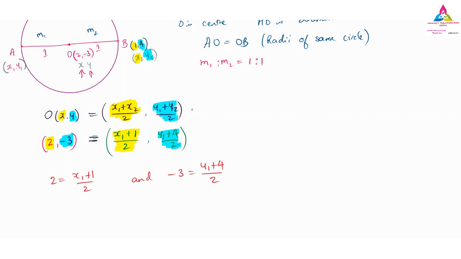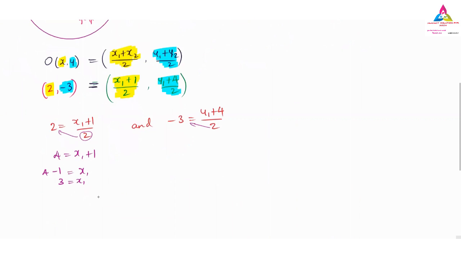What is next? You bring this 2 onto the left hand side. 2 times 2 is 4, that equals x1 plus 1. So the x1 value will become 4, and the 1 shifted to the other side becomes minus 1. So 4 minus 1 is 3, that is your x1 value. So here the x1 value is nothing but 3.